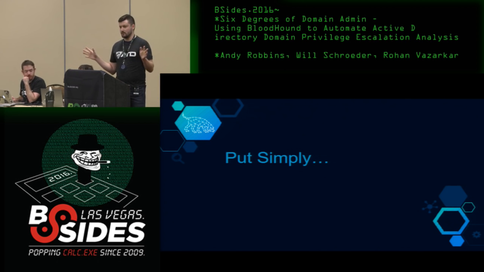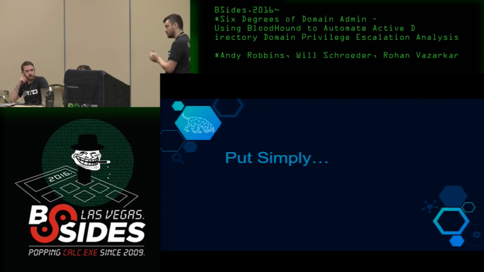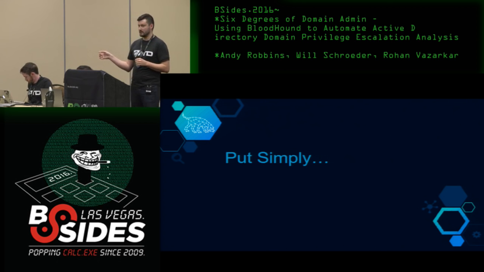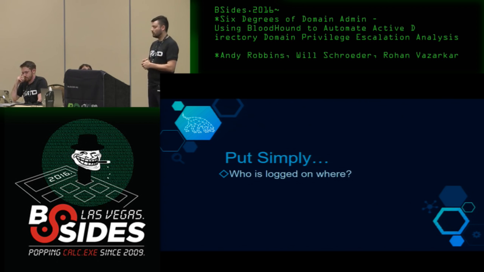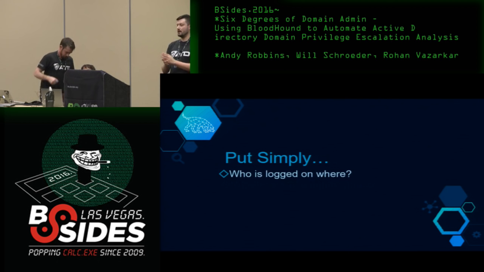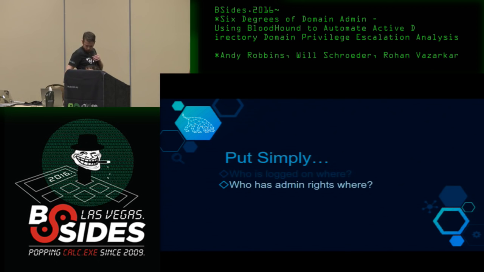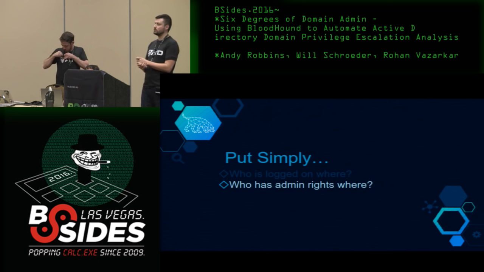So let's put this really simply. First of all, the information that we're talking about here, you do not need privilege to gather in Active Directory. Thanks to WinNT providers and API calls, Will is going to go into a little more depth on that. So we need three pieces of information. We need to know what users are logged onto what machines. Again, you can find that without privilege. Secondly, we need to find out who has admin rights where, which you don't need privilege to do.